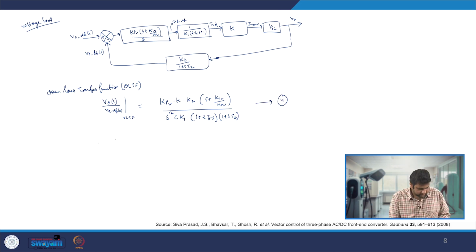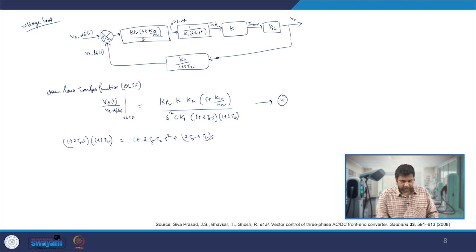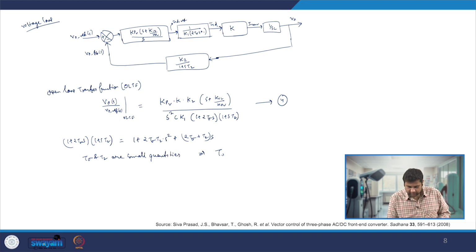Let us consider the product (1 + 2 T sigma s)(1 + sT2). If we see this one, again we do the same approximation: 1 plus 2 T sigma T2 s square plus (2 T sigma + T2) s term. And if you look very carefully, T sigma and T2 are small quantities, so the product of T sigma and T2 is nearly equal to 0, or very small.